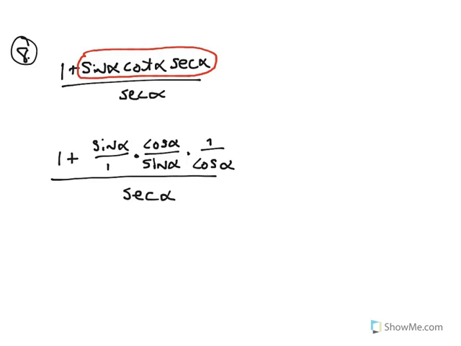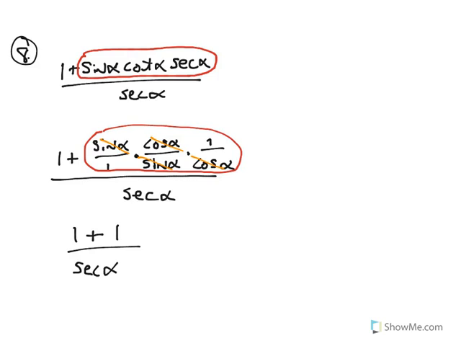And notice what happens on these 3 fractions. Sine divided by sine, that's going to cancel. Cosine divided by cosine, that's going to cancel. So you're left with basically 1 times 1 times 1, which is 1. So it's going to be 1 plus all of this simplifying to another 1, all over secant. And 1 plus 1 up top is going to be 2. That's not a bad answer.